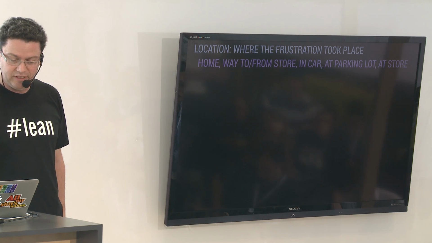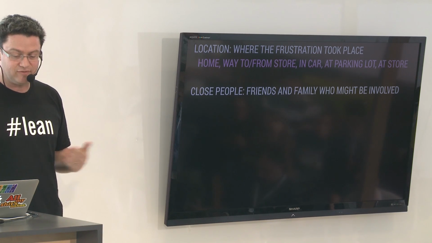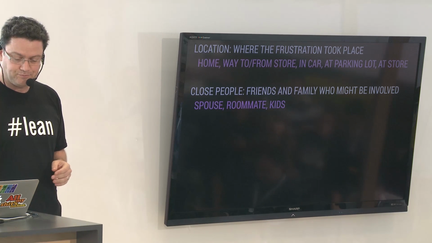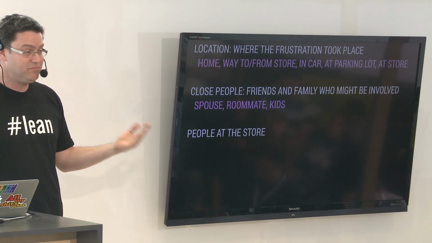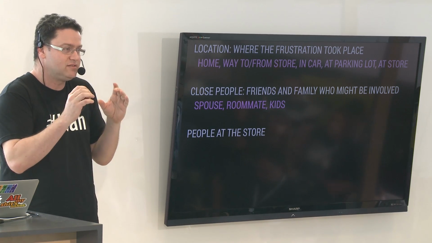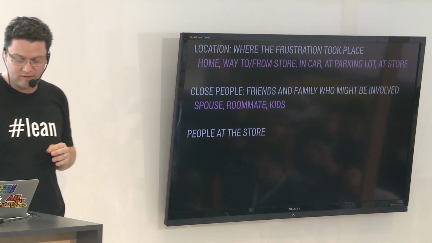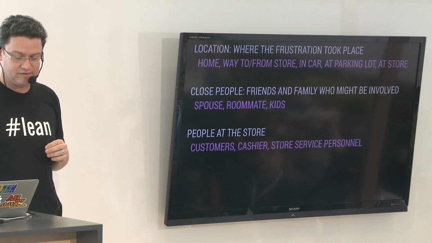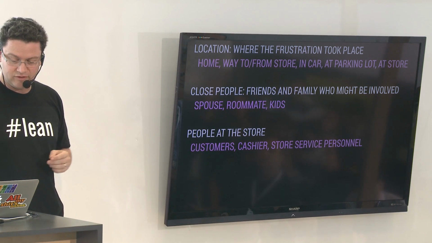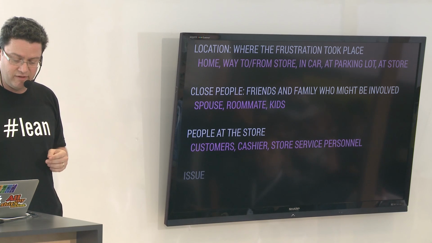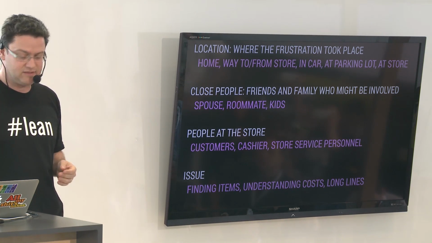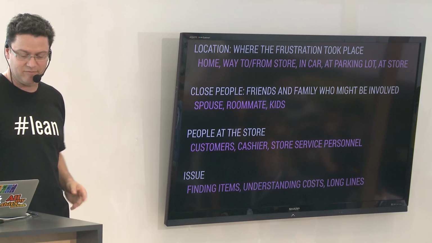Another category would be close people, friends and family who might be involved: spouse, roommate, kids. Another one would be people at the store. So you look at each response and you classify it by these categories. I'm going to show you how you do that in a second. People at the store could be other customers, cashier, store service personnel, and so on. And what was the issue? Finding items, understanding costs, and long lines. This is just an example.